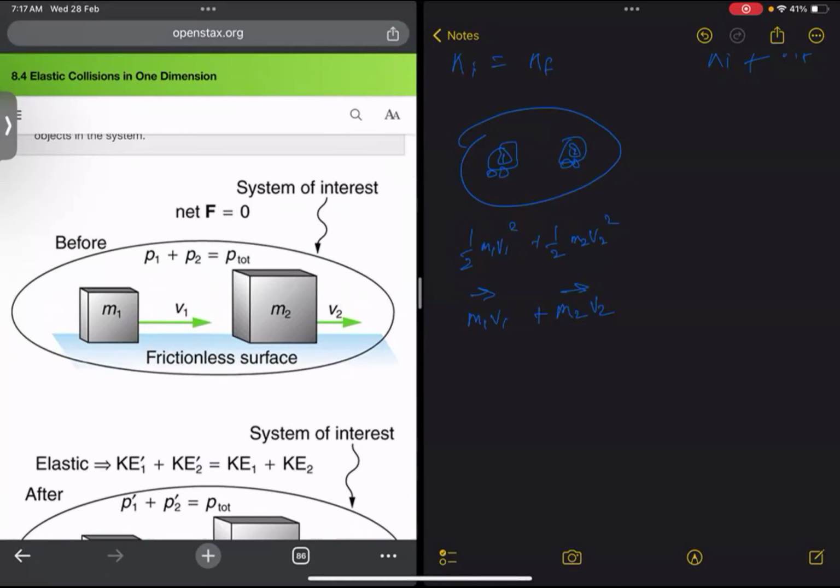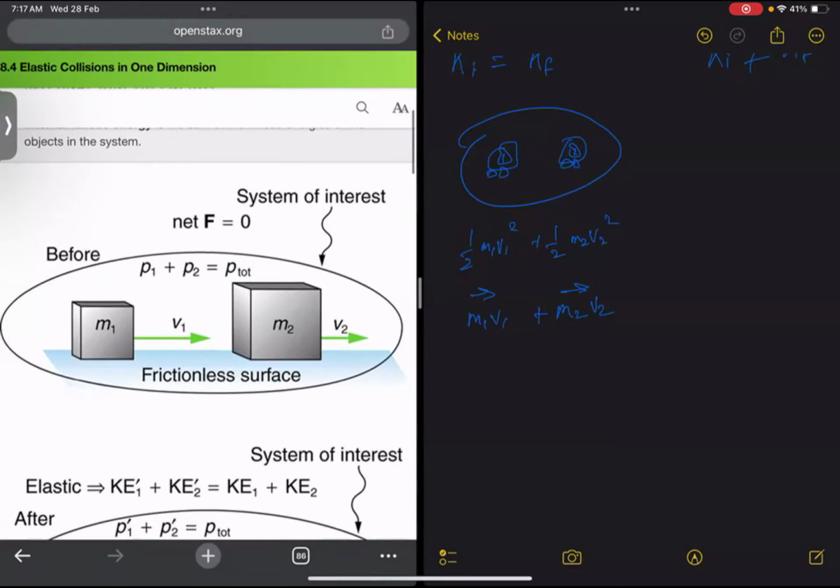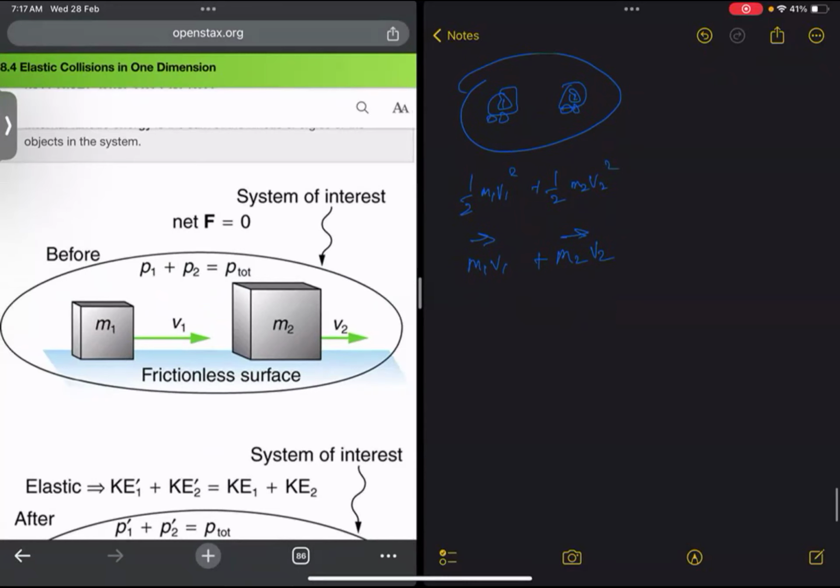If the surface was not frictionless, there would be a loss, right? The blocks will collide, but there will be a force acting on the two blocks because of the friction. So that will become the external force, and so the momentum will also not be conserved in this case, because there is some external force, friction, acting.